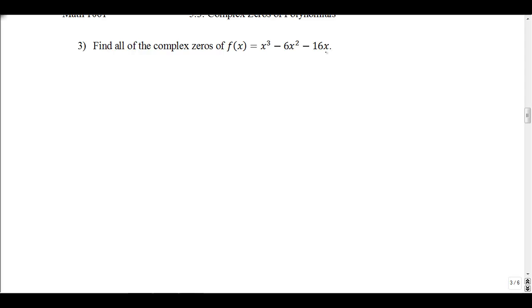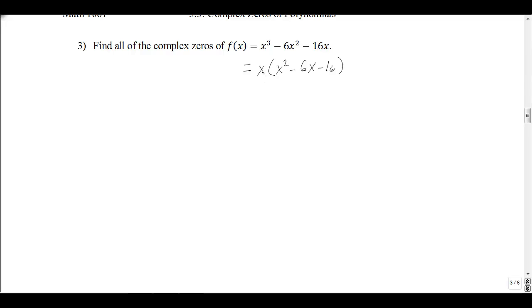Every term here has an x in it. What that means is you can factor an x out right away. So I can factor an x out. I get an x squared minus 6x minus 16. If you distributed the x, it would sort of up all the x powers.